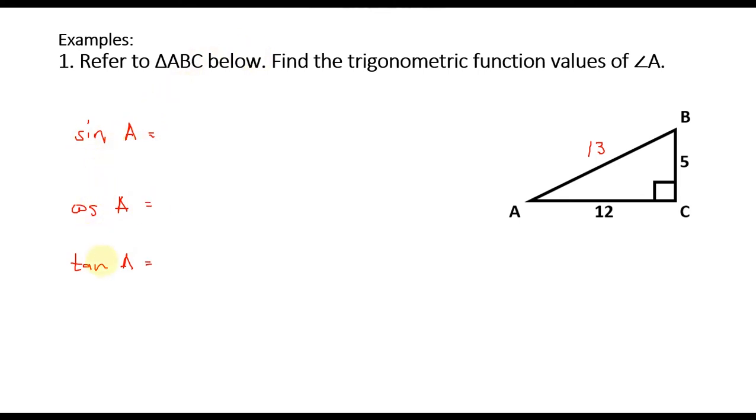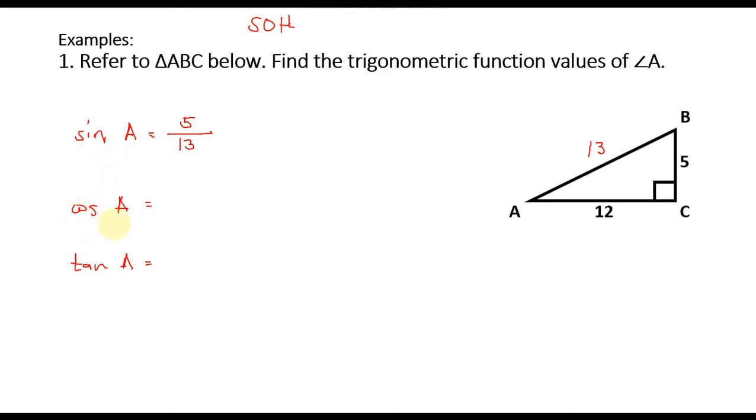Since sine, cosine, and tangent are involved, remember the mnemonic for sine, that is SOH. S stands for sine, O stands for the opposite side, H for the hypotenuse. For the opposite side, since our reference angle is angle A, this is our angle A, the opposite side of angle A is 5. So write 5 over, the last letter is H, which stands for the hypotenuse, and that is 13. So write 13 in the denominator.